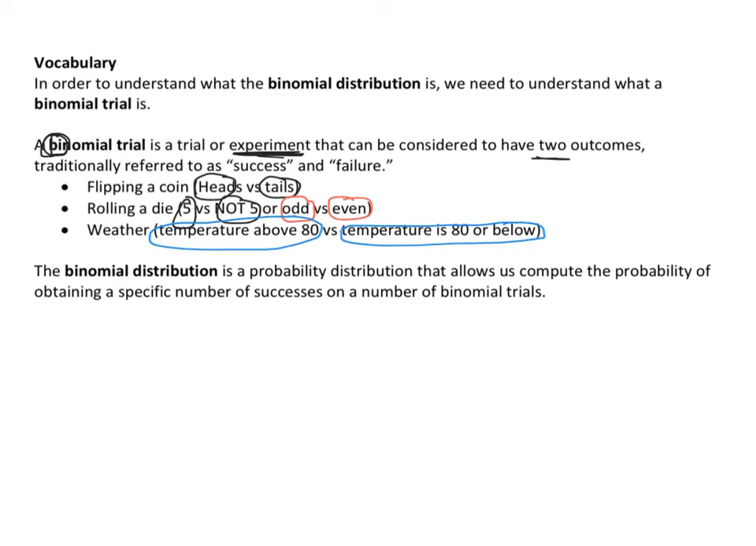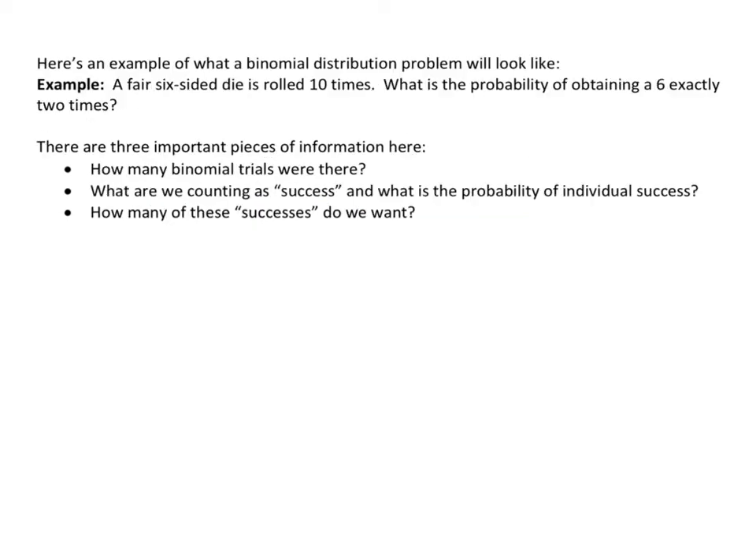So now that we know what a binomial trial is, a trial or an experiment with two outcomes, the binomial distribution is a probability distribution that allows us to compute the probability of obtaining a certain number of successes on some specific number of binomial trials. So if you rolled a die 10 times and wanted to know the probability of getting 3 5s, that would be an example of a problem that you would solve using the binomial distribution.